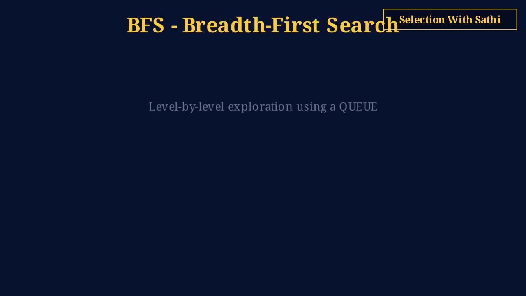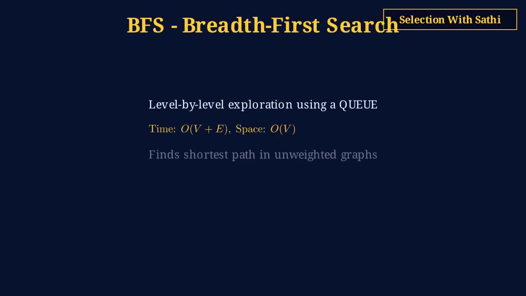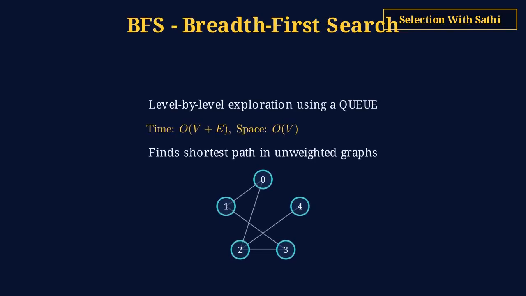Breadth-first search, or BFS, explores a graph level by level. It uses a queue, starting by enqueuing the source node. Process each node by visiting all its unvisited neighbors. BFS guarantees the shortest path in unweighted graphs. Time complexity is O(V plus E), and space is O(V) for the queue and visited array.